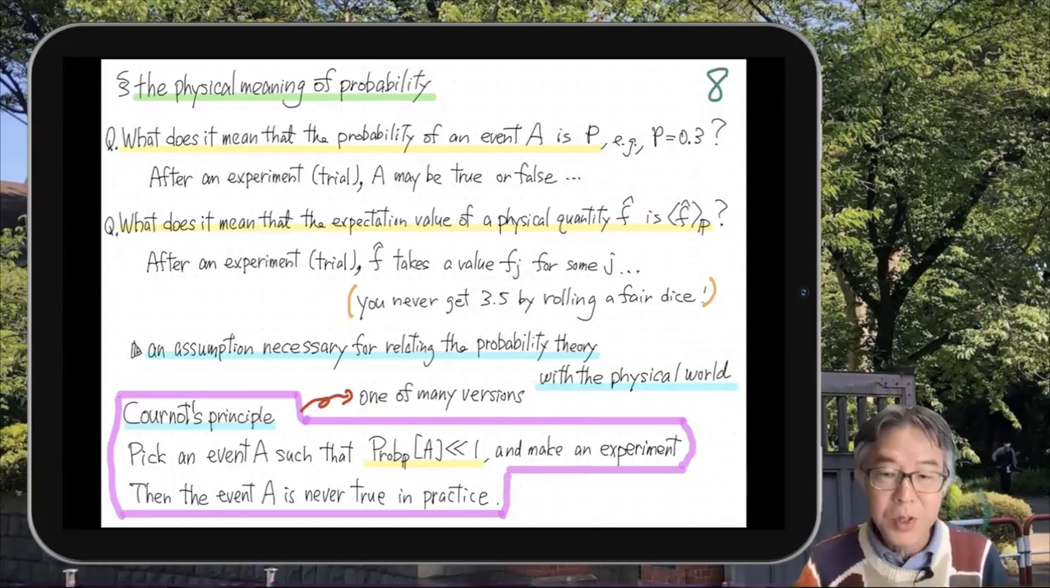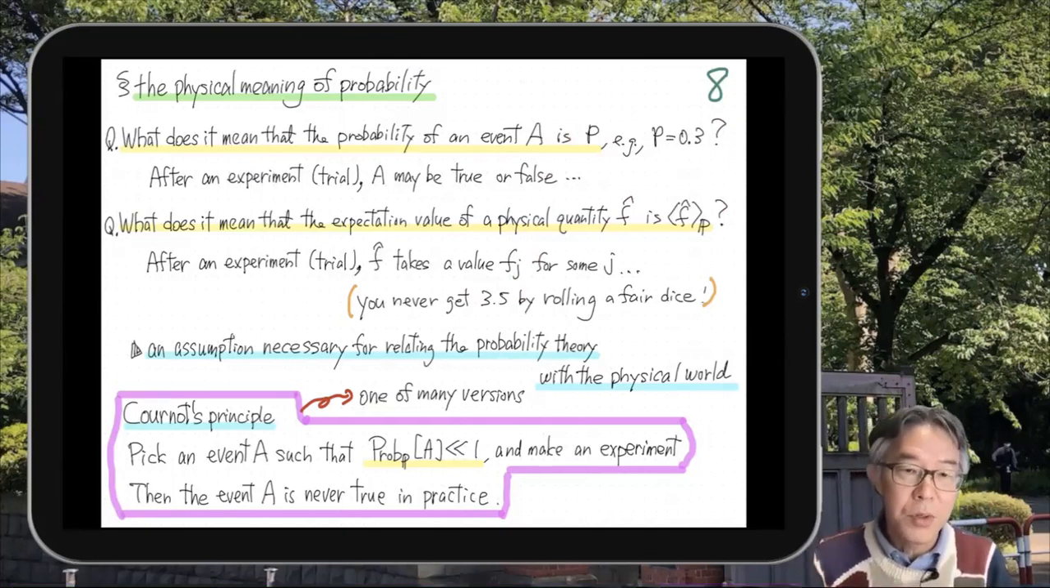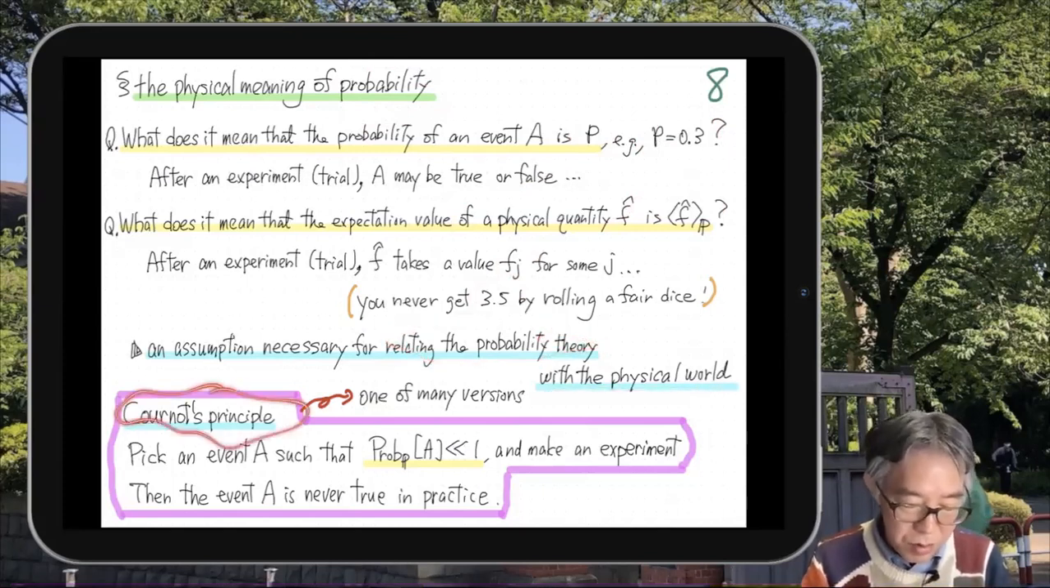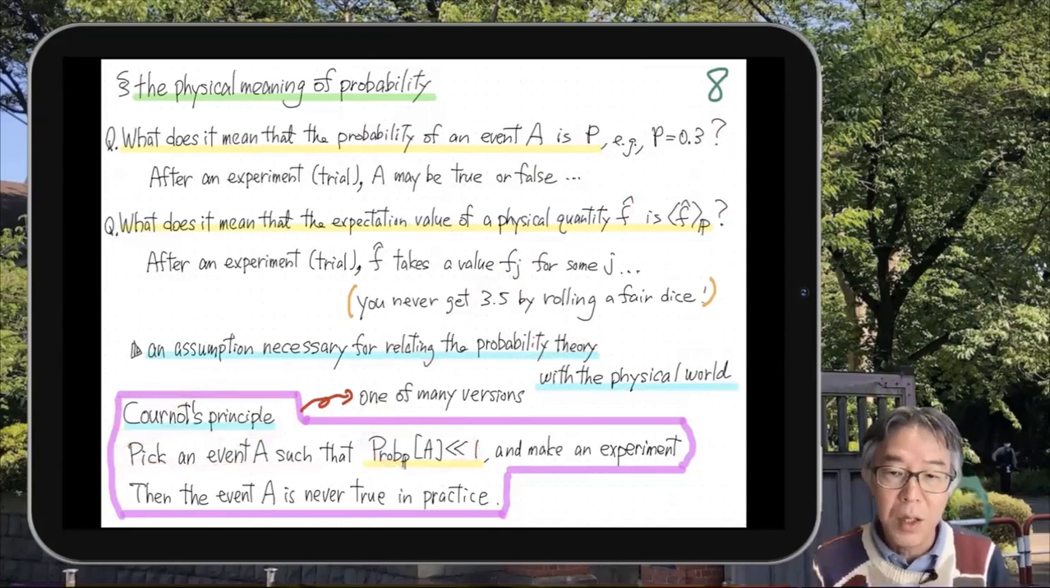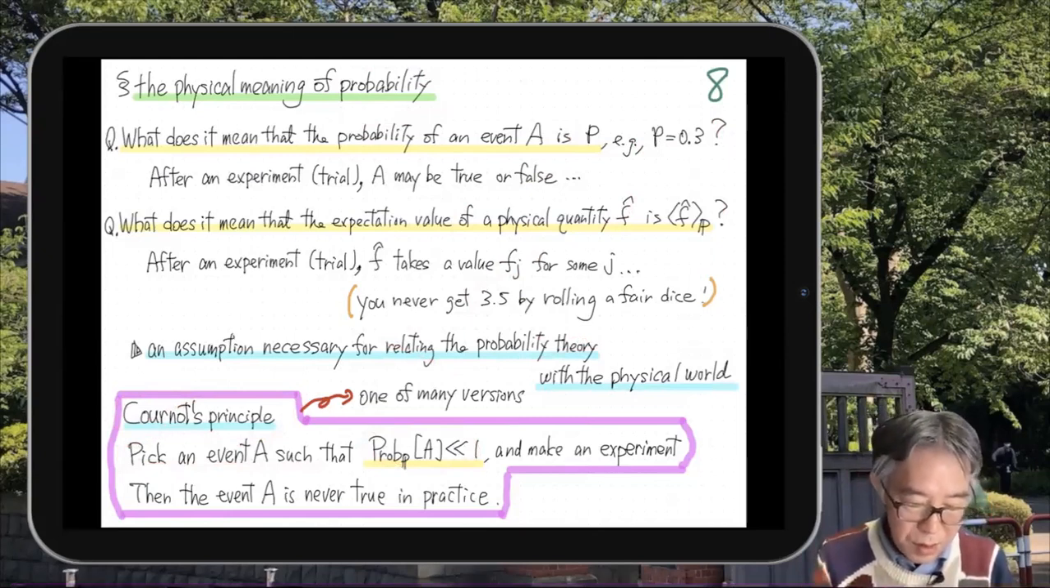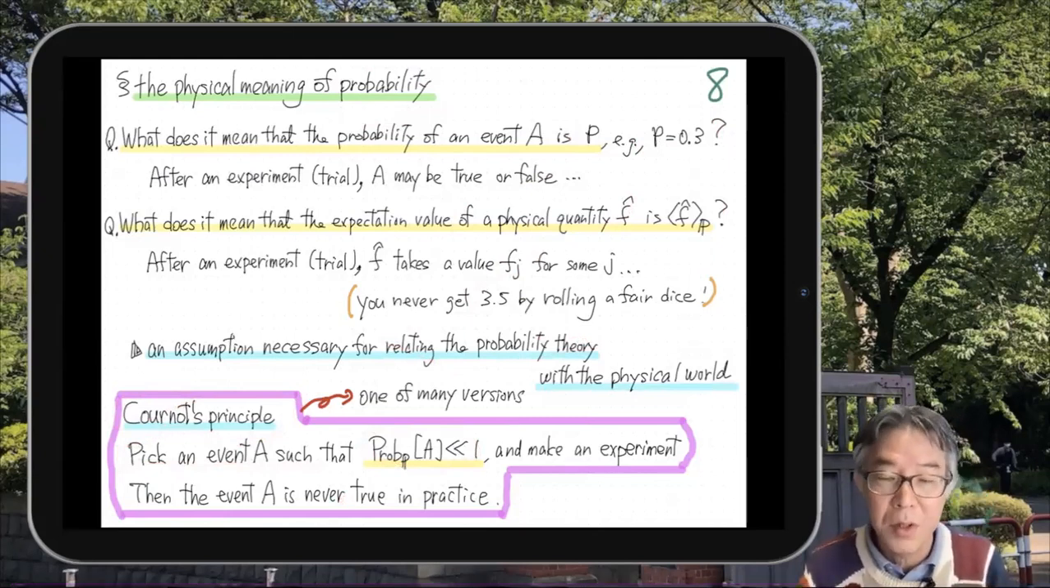Okay, so to proceed, we have to make an empirical assumption. And this assumption, which is necessary for relating the probability theory with the physical world, has a name, and it's called Cournot's principle. Sorry for the bad pronunciation. And there are many different versions, but this is one version. So you pick an event A whose probability is very, very small. Okay, and after picking this event, you make an experiment, and then the principle says that the event A is never true in practice.